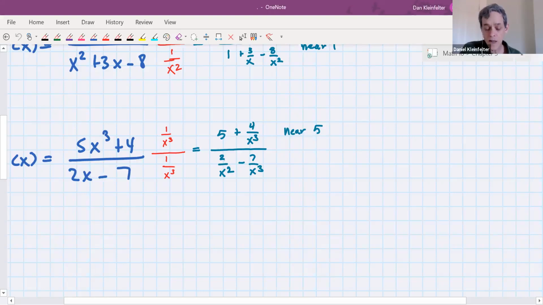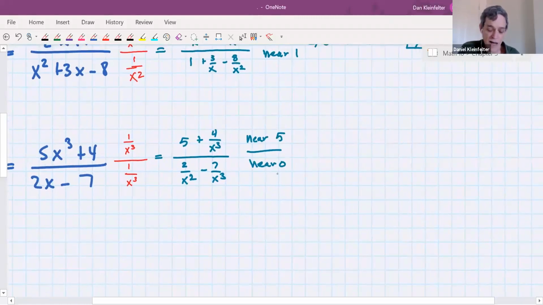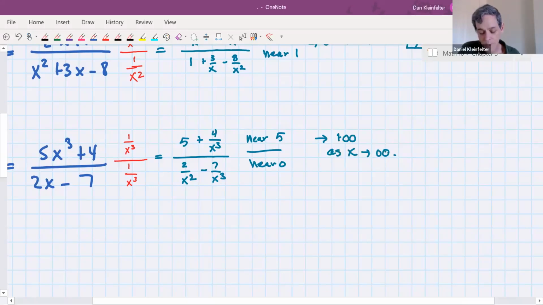Down below, though, we have 2 divided by a big number. That's going to give us something nearly 0. 7 divided by a really big number. Again, something that's nearly 0. So down below, we're going to end up with something that is nearly 0. Okay, if you have numbers nearly 5 divided by numbers that are really small, nearly 0, you're going to end up with really huge numbers. So this is going to approach positive infinity as x increases without bound. Okay, so this one will have no horizontal asymptote.